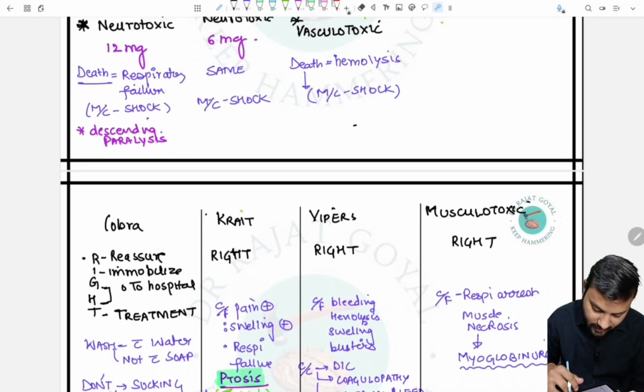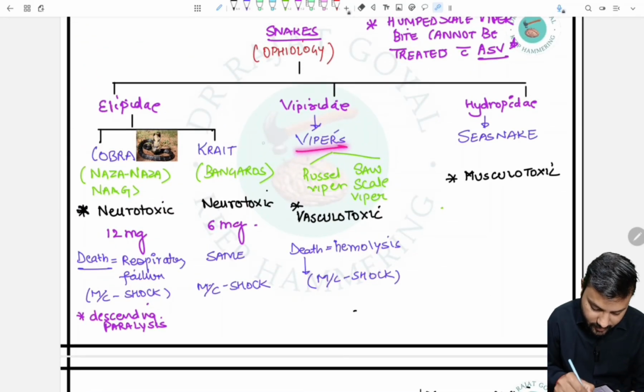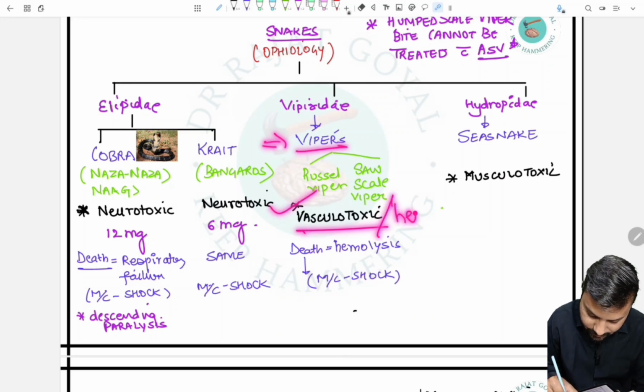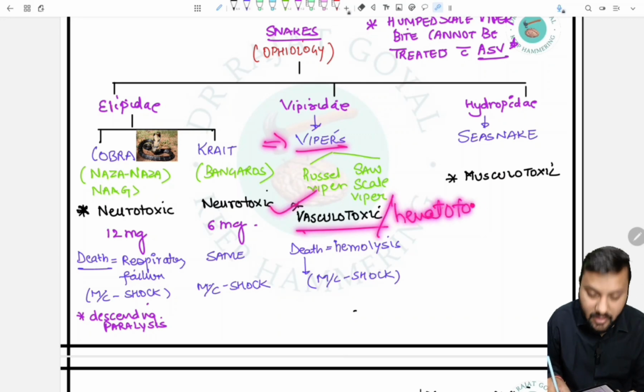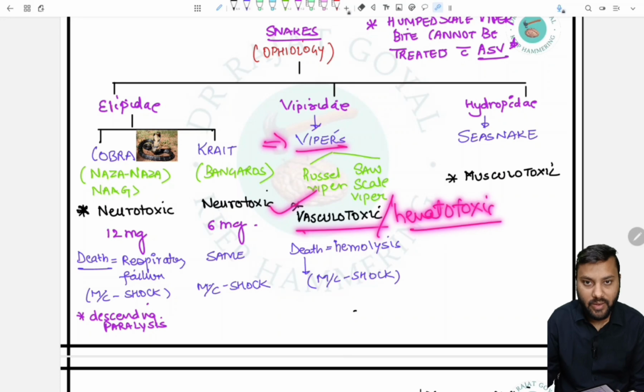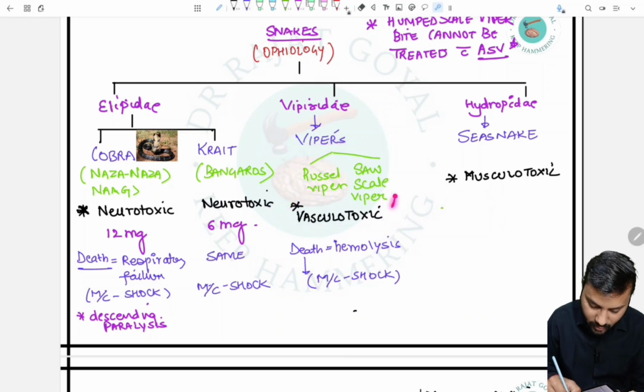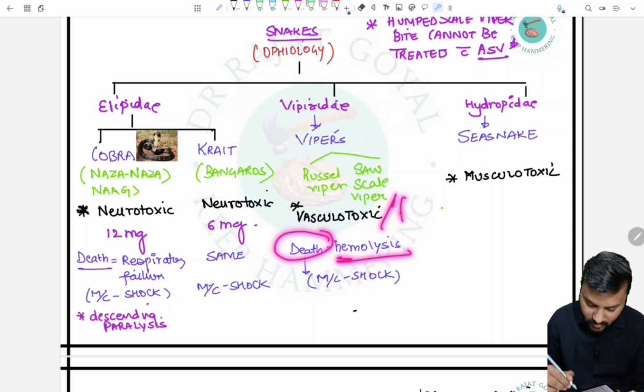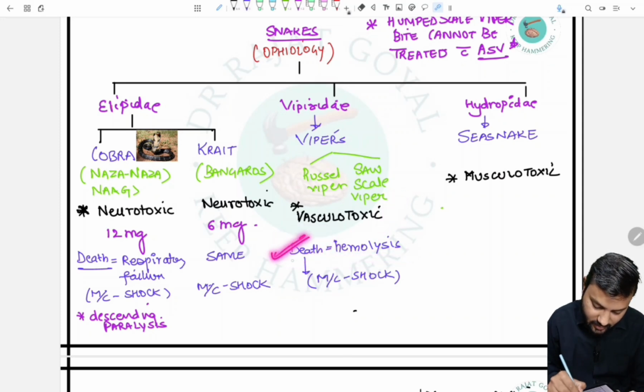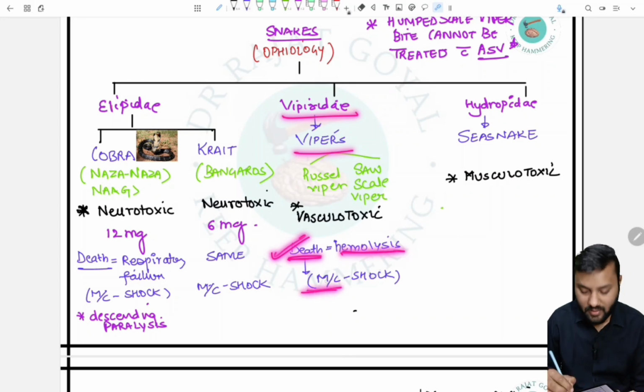Now we will talk about the vipers. Vipers are vasculotoxic or hematotoxic. It means that they will damage the blood cells or the blood, and it will lead to hemolysis. So the most common cause of death in viper bite is hemolysis, but the most common cause is again the shock.